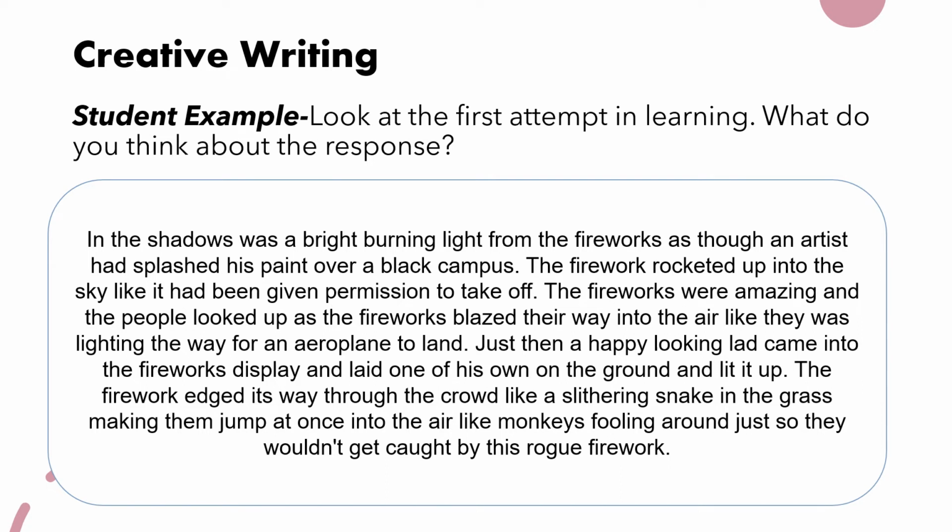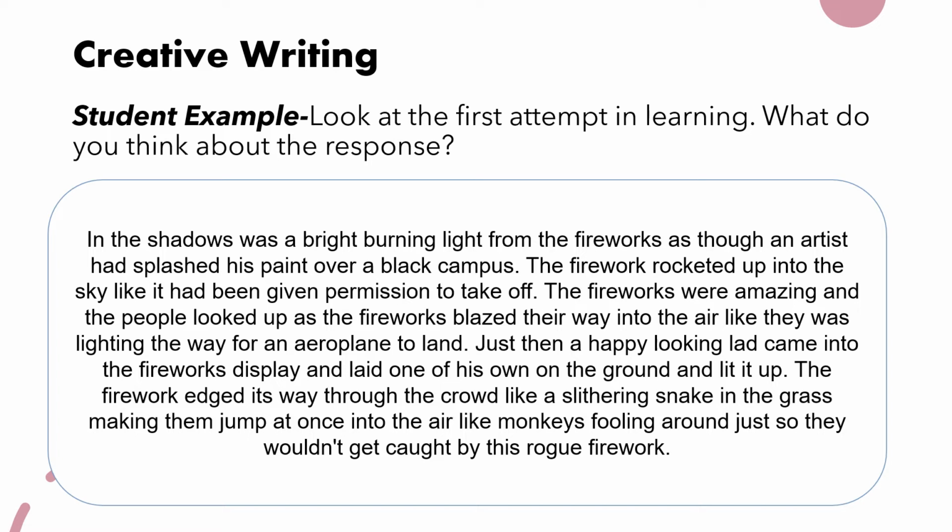In the shadows was a bright burning light from the fireworks, as though an artist had splashed his paint over a black canvas. The fireworks rocketed up into the sky like it had been given permission to take off. The fireworks were amazing, and the people looked up as the fireworks blazed their way into the air like they was lighting the way for an aeroplane to land. Just then a happy-looking lad came into the fireworks display and laid one of his own on the ground and lit it up. The firework edged its way through the crowd like a slithering snake in the grass, making them jump at once into the air like monkeys falling around, just so they wouldn't get caught by this rogue firework.